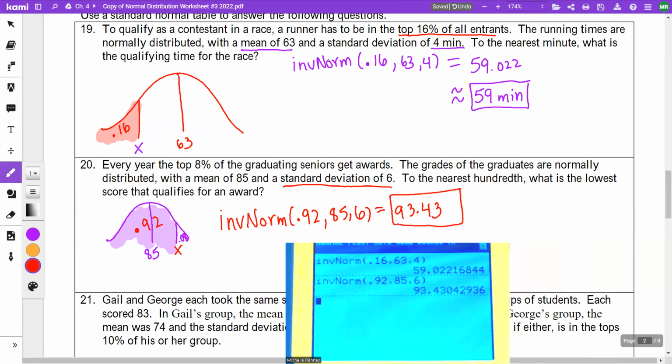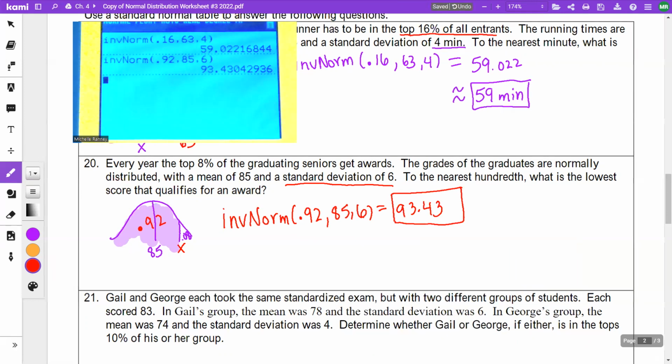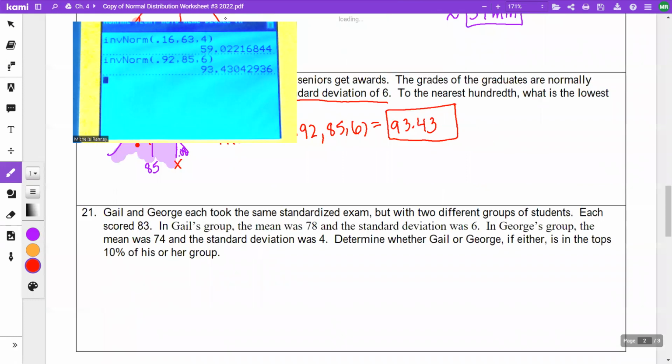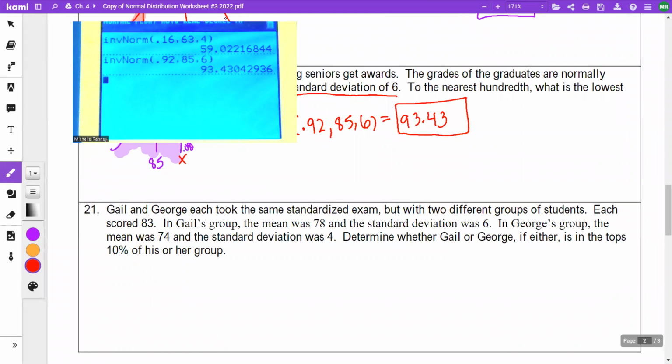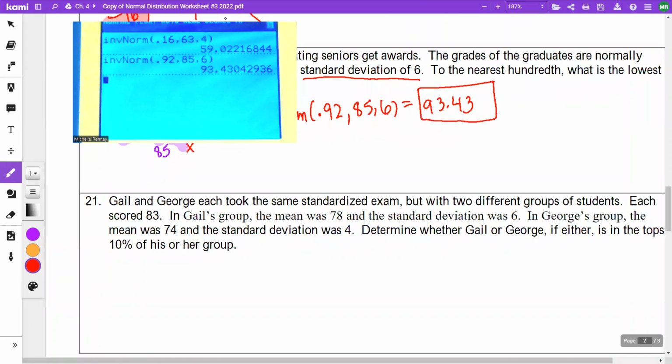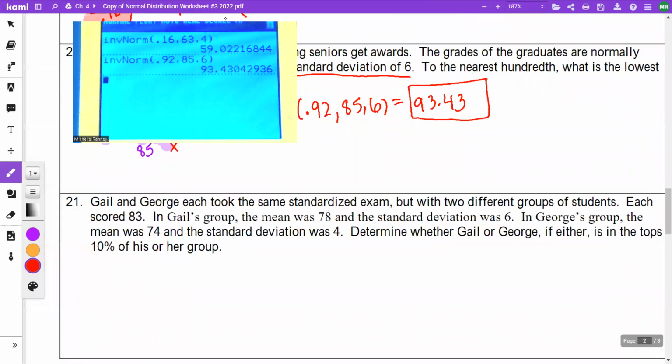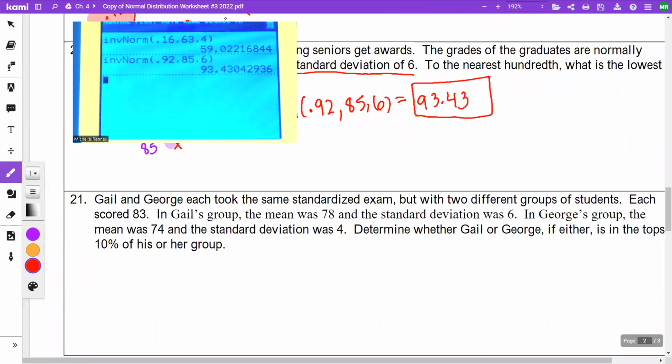Okay, the last one here. Gail and George each took the same standardized exam, but two different groups of students each scored 83. In Gail's group, the mean was 78 and the standard deviation was 6. In George's group, the mean was 74 and the standard deviation was 4. Determine whether Gail or George, if either, is in the top 10% of their group.